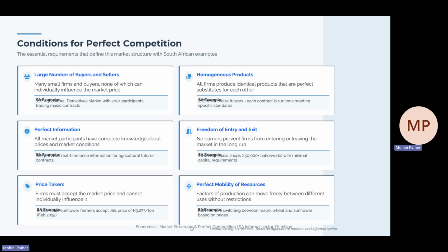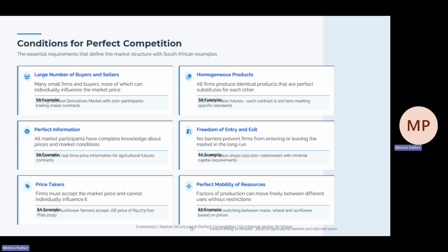Everyone is a price taker. Firms must accept the price, they cannot individually influence it. So sunflower farmers accept a JSE price of 9,273 per ton. That is every South African small scale sunflower farmer will accept that price.